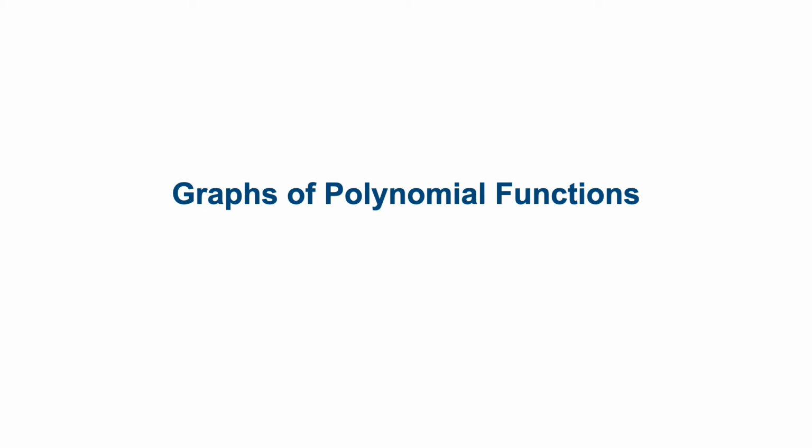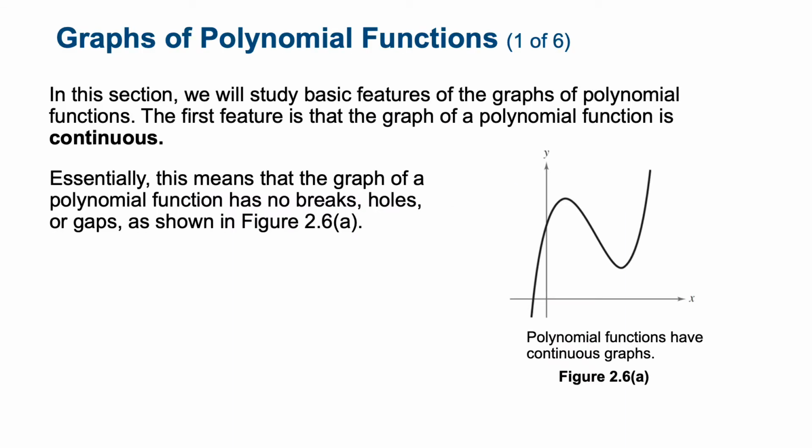Graphs of polynomial functions. So in this section, we're talking about different graphs of polynomial functions, and we're talking about their characteristics. One characteristic is that the graph of a polynomial function is continuous. Polynomial functions have continuous graphs. What does that mean, continuous? That means that there's no breaks, no holes, no gaps. So it just keeps going through like this.